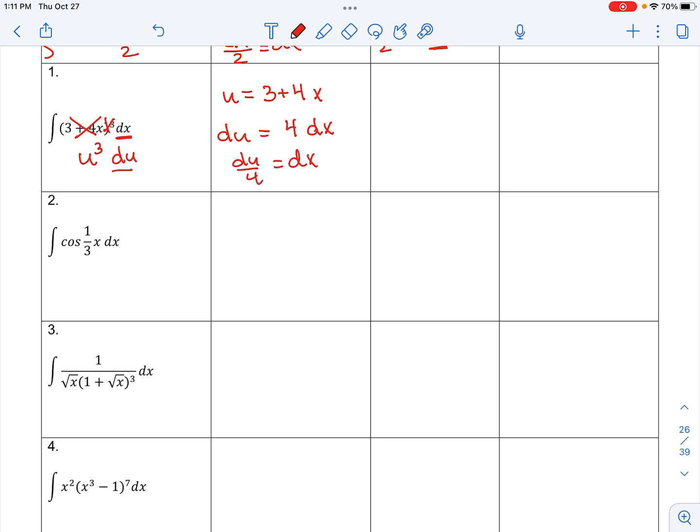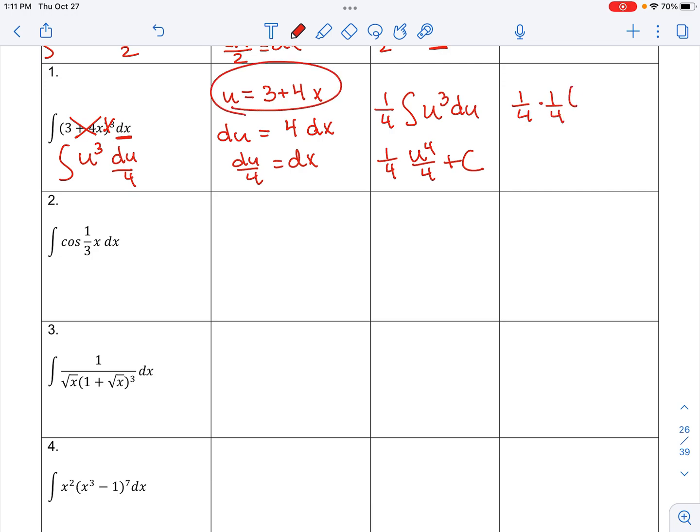So this is my rewrite. I'm going to pull that 1/4 in the front and write it like this. So the antiderivative is really 1/4 u to the fourth over 4 plus c. But I do want my final answer in terms of x's. So let's plug back in the u, which is 3 plus 4x, to the 4 plus c. And just go ahead and leave your answer like this for now.